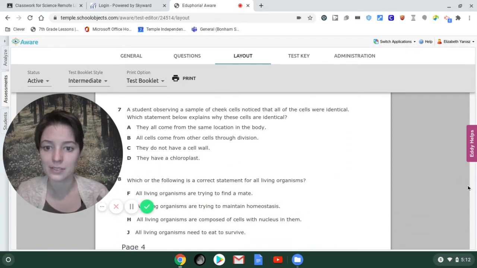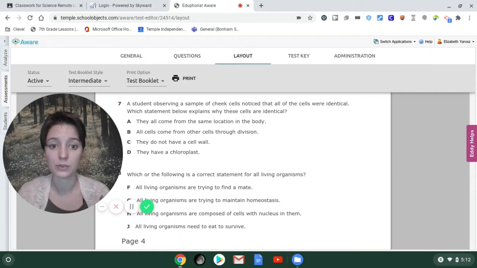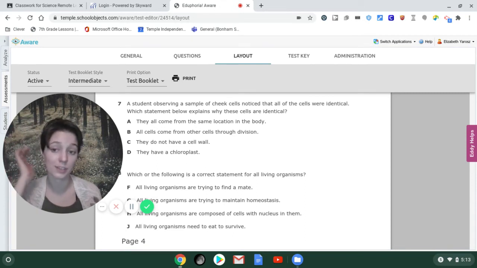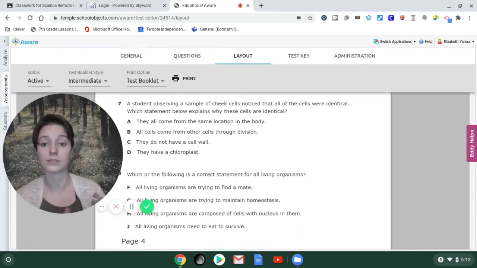Okay, 7. A student observing a sample of cheek cells notices that all the cells are identical. Which statement below explains why these cells are identical? Now, I could have said bone cells, brain cells, any type of cell. It doesn't matter if it's a cheek cell or what. But we should have been able to grab our cell theory foldable, the one where I drew the giraffe and you drew another animal, and figure this out. A says they all come from the same location in the body, not necessarily. On my head, I have hair cells, skin cells, bone cells, brain cells. Even though they're all in one little area, they can all be completely different looking cells.